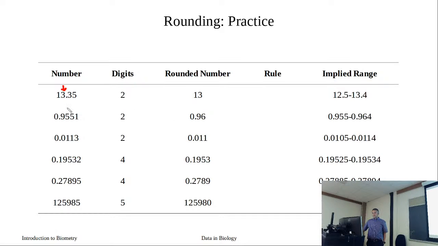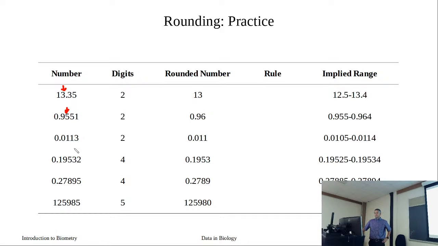All right, 2 digits. This is our target digit. We go to the next one, which is a 5. Is it greater than 5? Well, it's 5. So we go to the next number. Is this 0 or nothing? No, it's a 1, which means that this 5 is actually slightly larger than 5. So if this is slightly larger than 5, then we round up and we get 0.96.